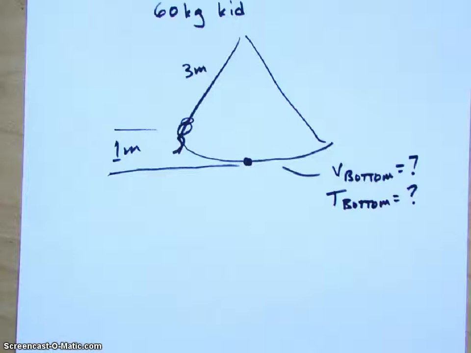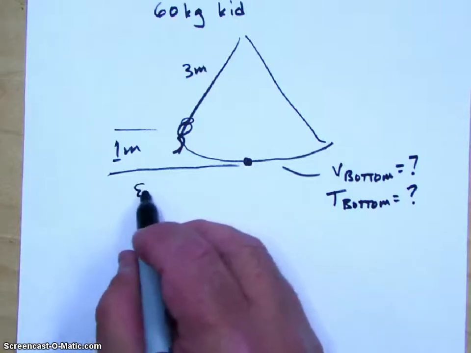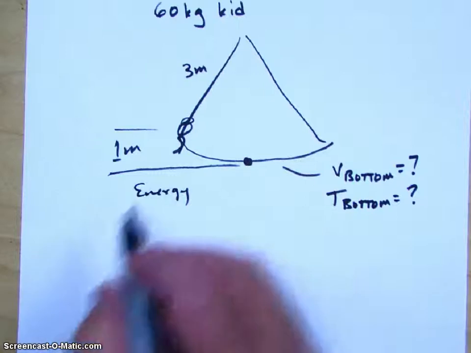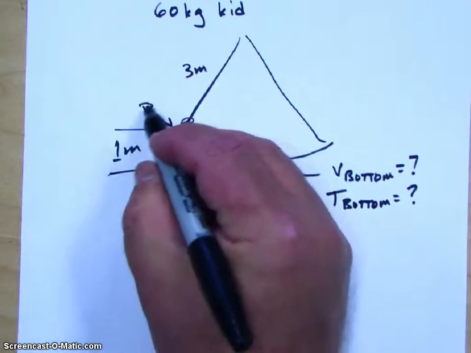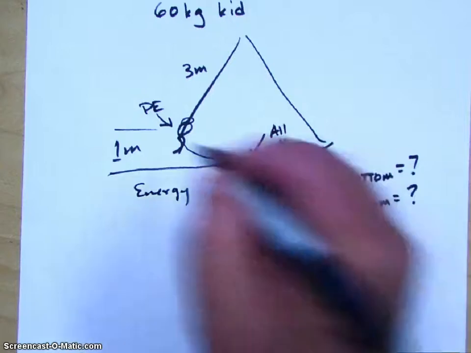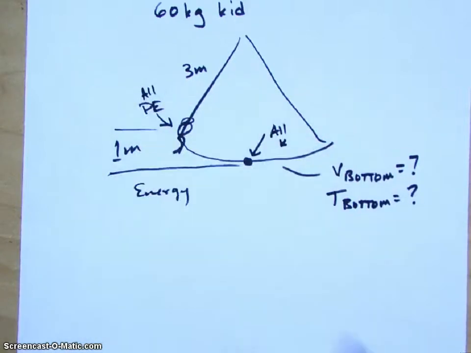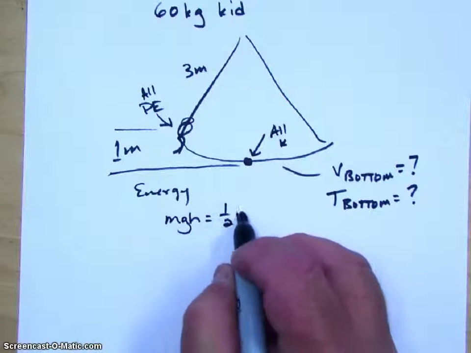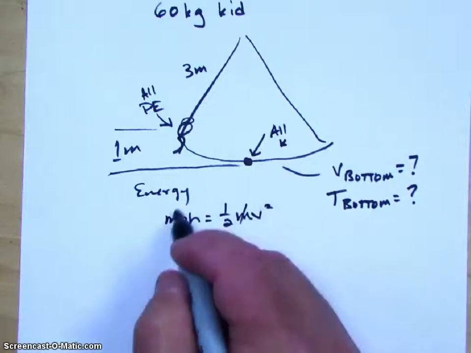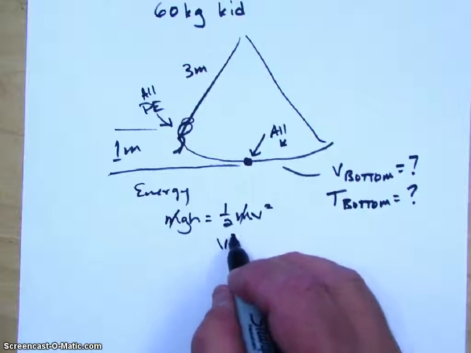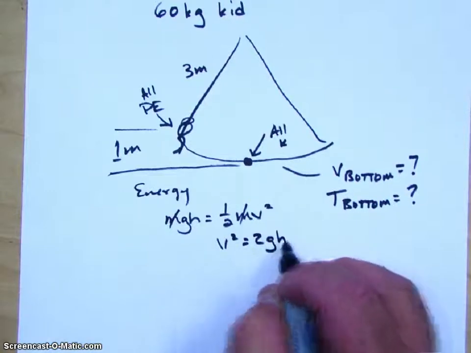Now, speed at the bottom, easiest way to do, energy. Again, if energy will do it, use energy equations. Up here it's all PE. Down here it's all K. So therefore I'm going to say mgh is equal to 1/2 mv squared. The m's cancel out, really doesn't matter how big the kid is for this case. And I get v squared is equal to 2 times g times h.